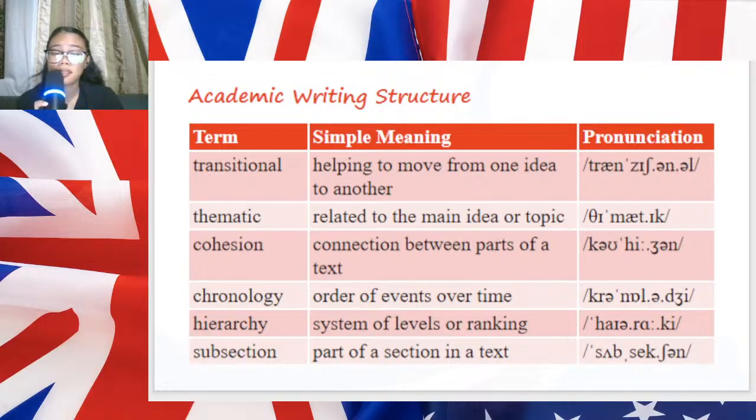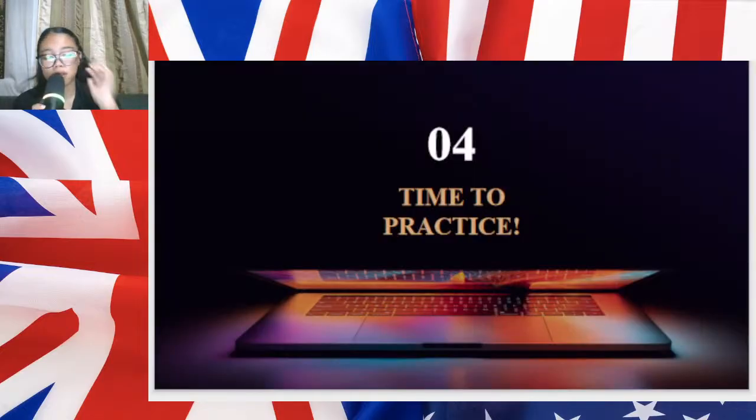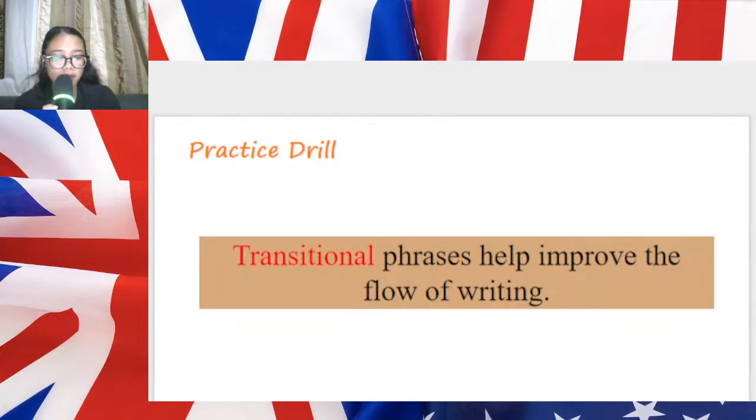Okay, so that's subsection. There's three distinct sounds here. First is sub, followed by sec, short vowel sound, and tion, shun. Okay, that's subsection. For academic writing structure, we have terms such as transitional, thematic, cohesion, chronology, hierarchy, and subsection. Of course, let's go over to its practice drill, same pattern, same process.